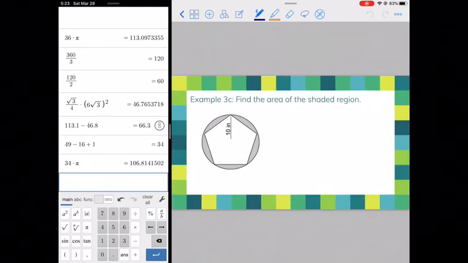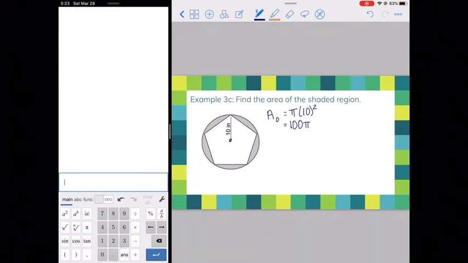All right, our last shaded region example. Here is a circle around a pentagon. So the circle has a radius of 10. So let's start with that circle again. So the area of the circle will be pi r squared. So pi times 10 squared. So that'll be 100 pi. I know that both of these answers are going to result in irrational numbers. Let's go on and estimate here from the beginning.